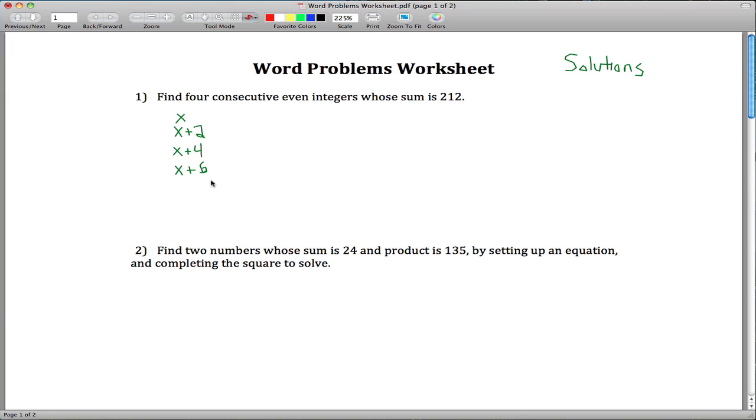So the sum is 212, which means if you add up all these, we should get 212. If you add them up, you get 4x plus 2, 4, and 6, which is 12, equals 212. So 4x plus 12 equals 212, 4x equals 200. So x equals 50.